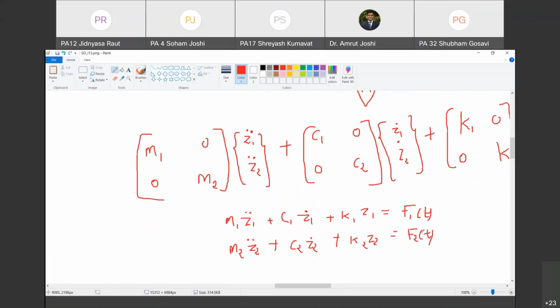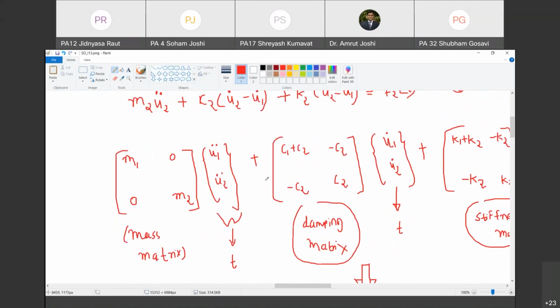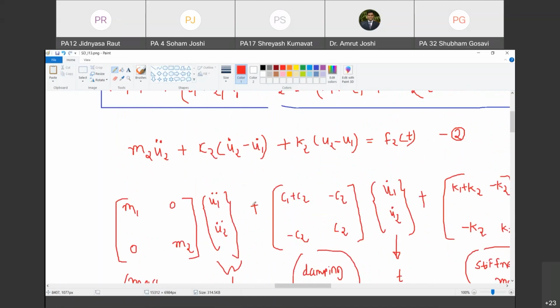Happy? Yes, sir. And now we already know how to solve these two equations. Do you agree with me? Yes, sir. It is as if solving two single degree of freedom systems. So now pay attention here. The entire focus of analysis of multi-degree of freedom systems lies on finding out this transformation which will decouple these equations of motion. Are you with me? Yes, sir. Then I can solve it as if it is two single degree of freedom systems. I can come up with the expression for z1 of t and z2 of t as a solution, and then I can apply the inverse transformation to get u1 of t and u2 of t. Are you with me?